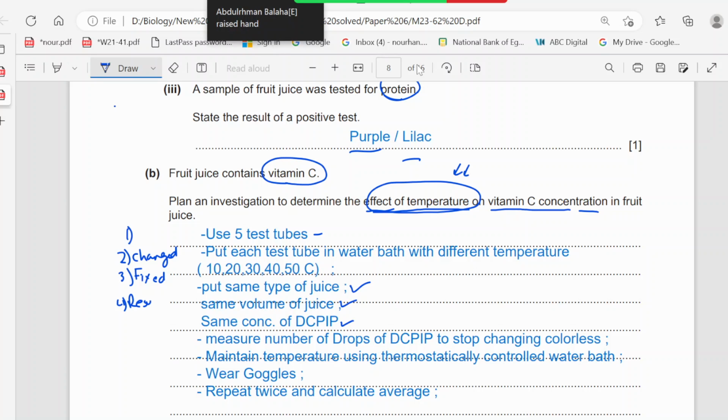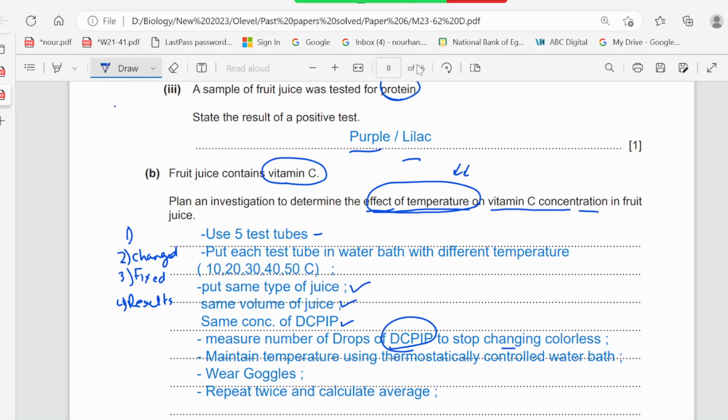What results are you going to measure? I will measure the number of drops of DCPIP for a color change. Or the volume of DCPIP to see a color change. It doesn't have to be the number of drops. Okay.